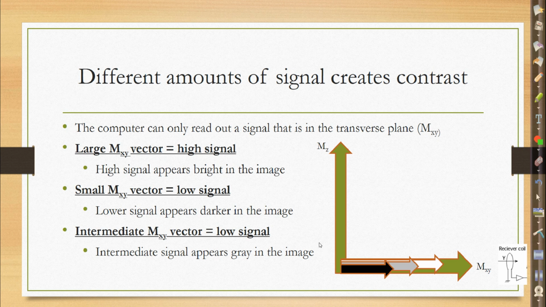So does everybody get how we can only get signal in the transverse plane? Remember, it's rotating around that transverse plane because we have to think about it in 3 dimensions. Due to precession, it's always going to be rotating. And every time it rotates past that receiver coil, it induces a voltage in that receiver coil that gets picked up by the computer. That signal goes through our fast Fourier transform, just like an X-ray. That signal creates our image.